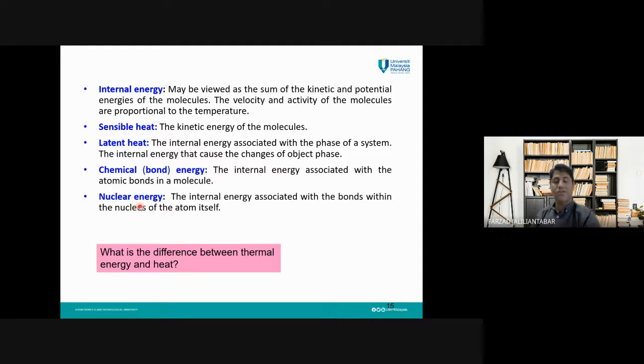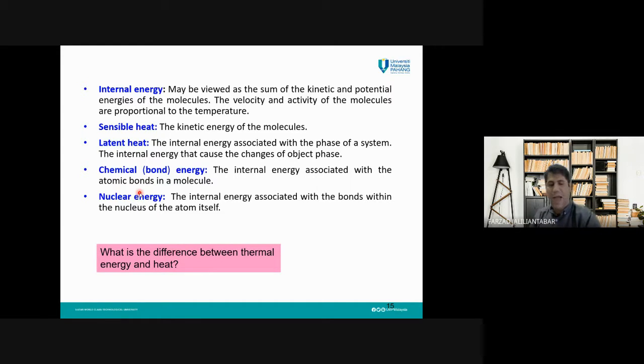But the nuclear energy is the internal energy associated with the bonds within the nucleus of the atom itself. So you can see the difference between chemical and nuclear energy here. For the chemical, the energy which keeps the molecules together is called chemical energy, but nuclear energy is inside the atom.